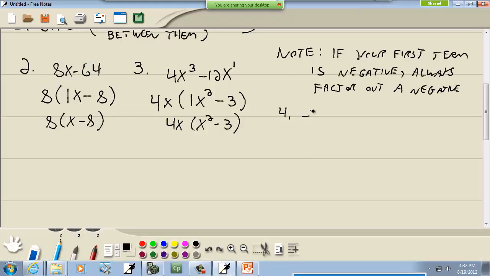So we got negative 7x minus 21. And again, the first thing I noticed is the first term is negative, so I'll bring out a negative. 7 and 21, the largest number that divides into both of those is 7. So we're going to factor out a negative 7. Well, negative 7 divided by negative 7 is positive 1, and that x remains. Negative 21 divided by negative 7 gives me a positive 3. So our answer is negative 7 times x plus 3.